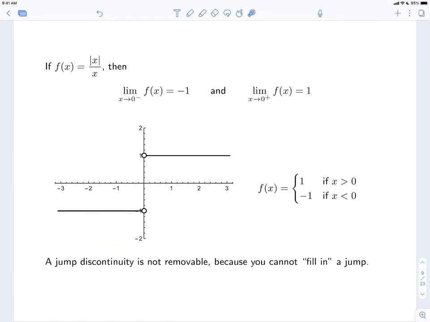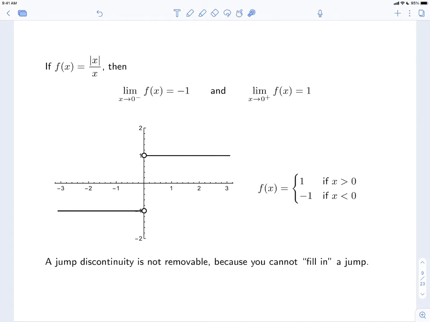If f of x equals the absolute value of x over x, for example, then the limit as x approaches 0 from the left is -1. The limit as x approaches 0 from the right is +1. In fact, f of x is always equal to 1 on the right of 0, and it's always equal to -1 on the left of 0. So from the left, it's negative, and from the right, it's positive. A jump discontinuity is not removable because you can't fill in a jump. Notice the way that this function f of x is defined. It's the absolute value of x divided by x. The number 0 is not in the domain.